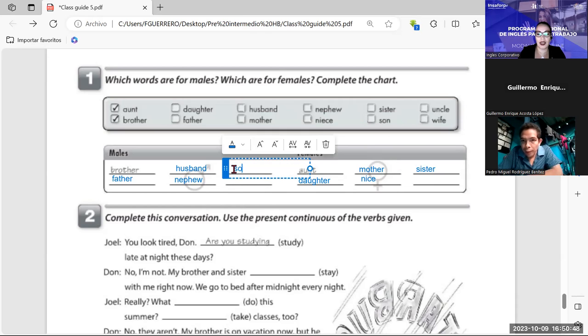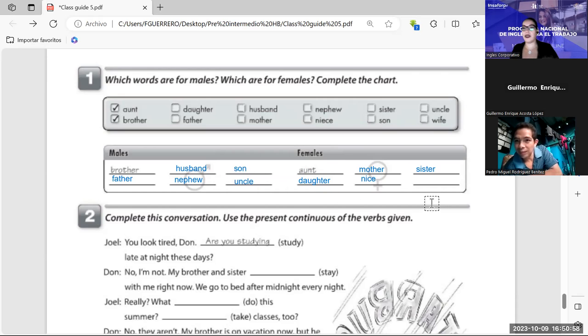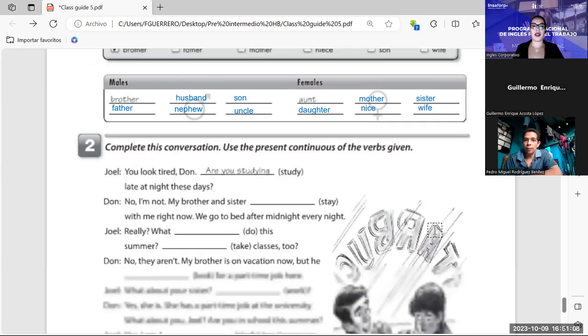Female. Yeah, son is male. Uncle is male, and that is correct. And the last one, wife. Wife is female.